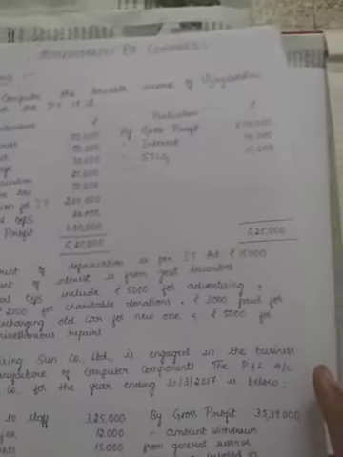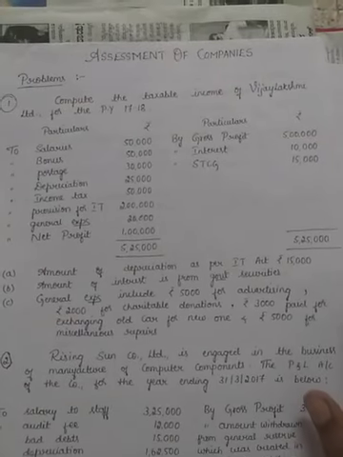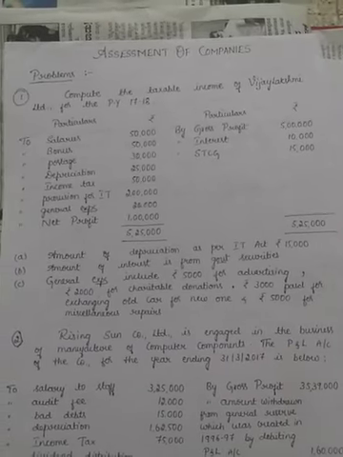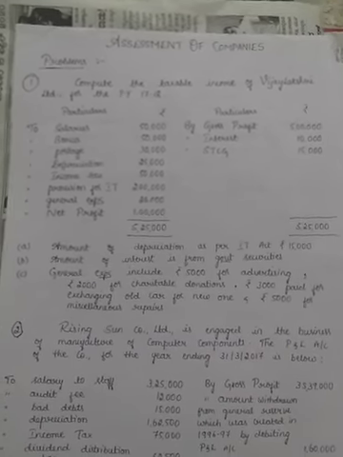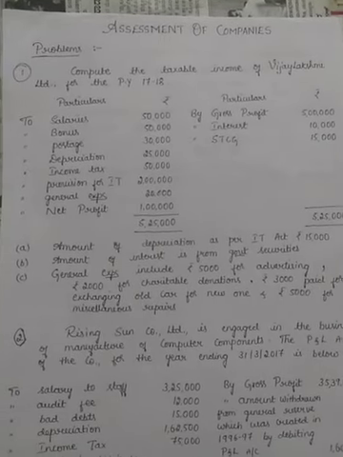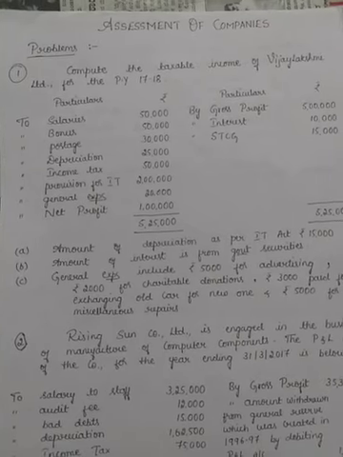Next question paper problem, 2016. So compute the taxable income of Vijay Lakshmi Limited for the previous year 17-18. So let's consider the debit balances first. Salaries, no need to worry. Bonus, not to worry. Postage, no.